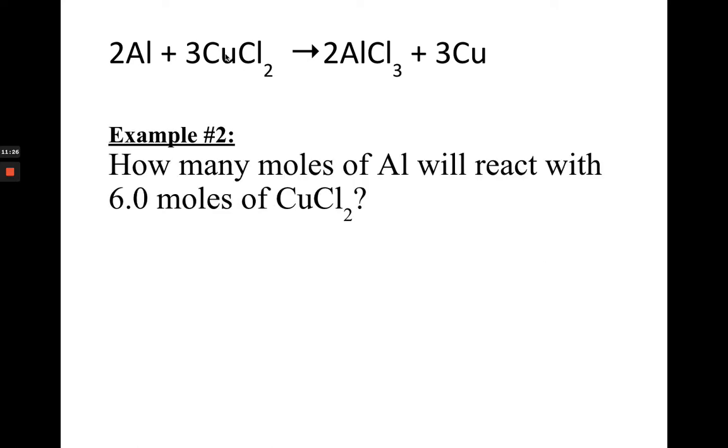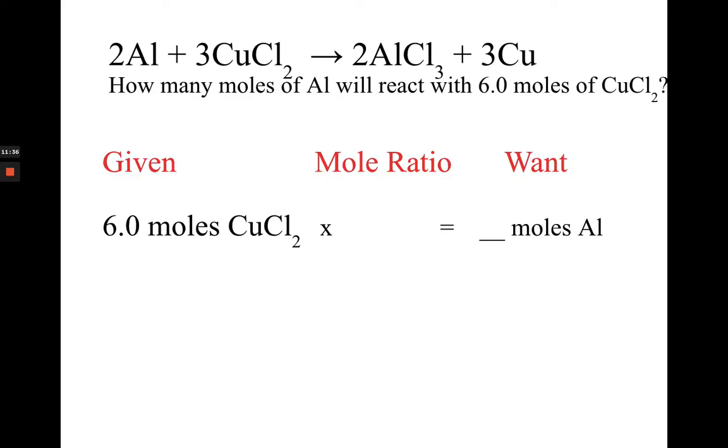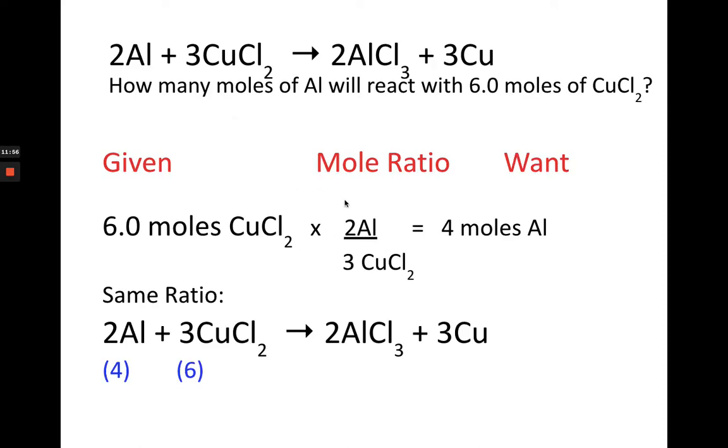Here's example number 2. How many moles of aluminum will react with 6 moles of copper chloride? Again, same process. We're going to, first of all, find the given and find the wanted. So the given in the problem is the one with the number, 6 moles of copper chloride. And the wanted is how many moles of aluminum. Now, we can see there's a ratio here between aluminum and copper chloride. If we wanted them to react exactly, it's a 2 to 3 ratio. So we're going to have this 2 to 3 ratio here.